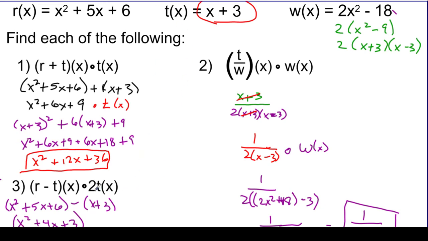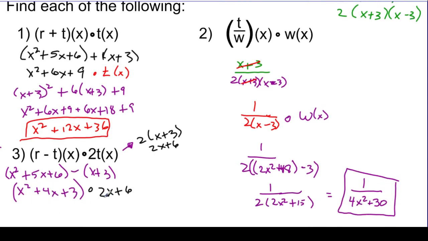Okay. The second one says do 2 times t of x. I'm just going to do this right here so we don't clutter too much. That's going to turn into 2 times x plus 3. Well, that's 2x plus 6. Okay, so this, right, is what I'm going to compose into the first expression. So everywhere that I see x in the first expression, they want me to put a 2x plus 6 there.